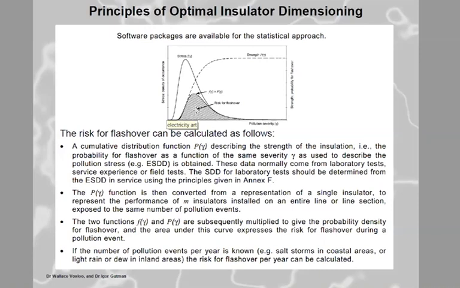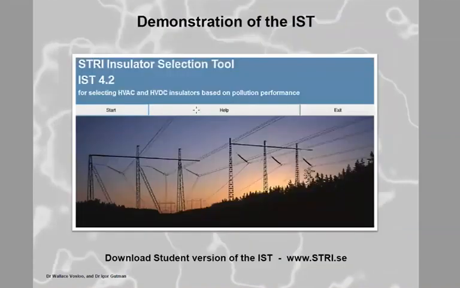Now, your risk is the vector product of the two curves, so you multiply two curves together. It's not the vector, it's just to multiply two curves together, and then you integrate, you get the area. And once you've got that, that's for one insulator. Now you would then correct for number of insulators and number of critical events. And there you go. Let's see how it works.